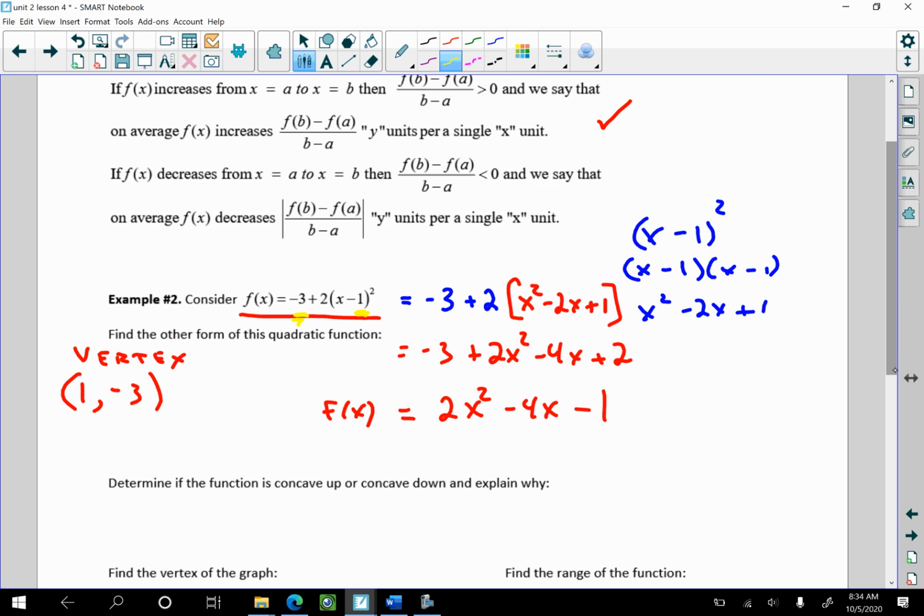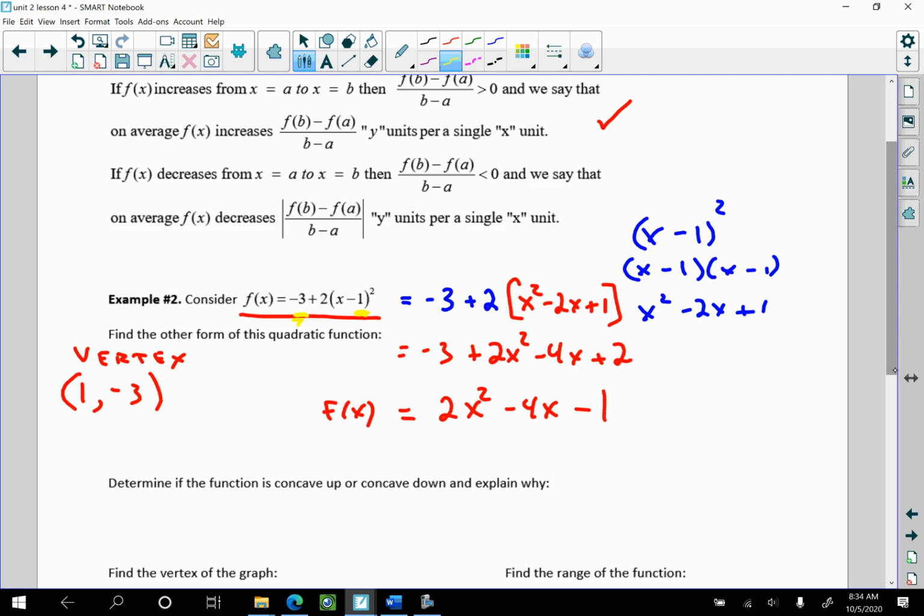I want to determine if the function is concave up or concave down. Explain. We're going to do a lot of explaining in this class. So, is this function concave up or concave down? Why do you think?